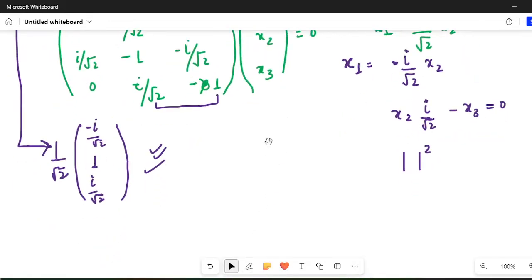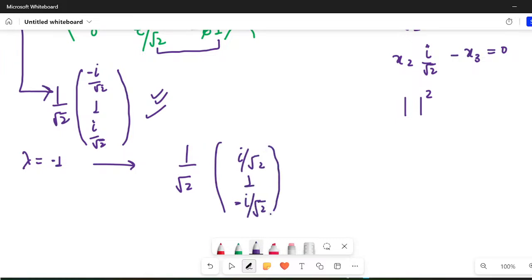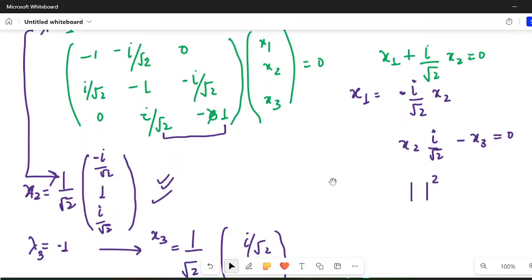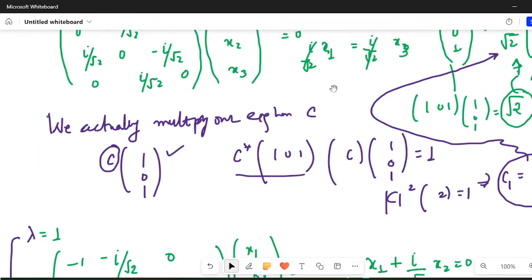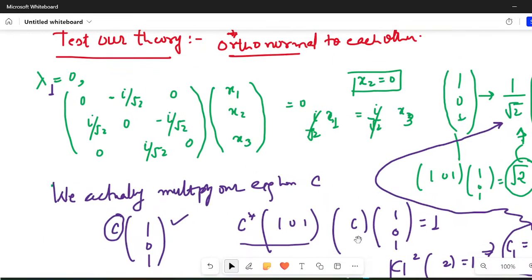And corresponding to lambda equal to minus 1, the eigenvector, I am writing it directly, I think it would be 1 upon root 2 times iota upon root 2, 1, and minus iota upon root 2. Just remember this. So let's say this is your lambda 3, corresponding to which you have x3. Let's say this is your lambda 2, which is I think 1, for which you have x2, and you have a lambda 1 equal to 0, for which let's say your column vector is 1, 0, 1. Okay, so now I'm going to write it below for all of them.